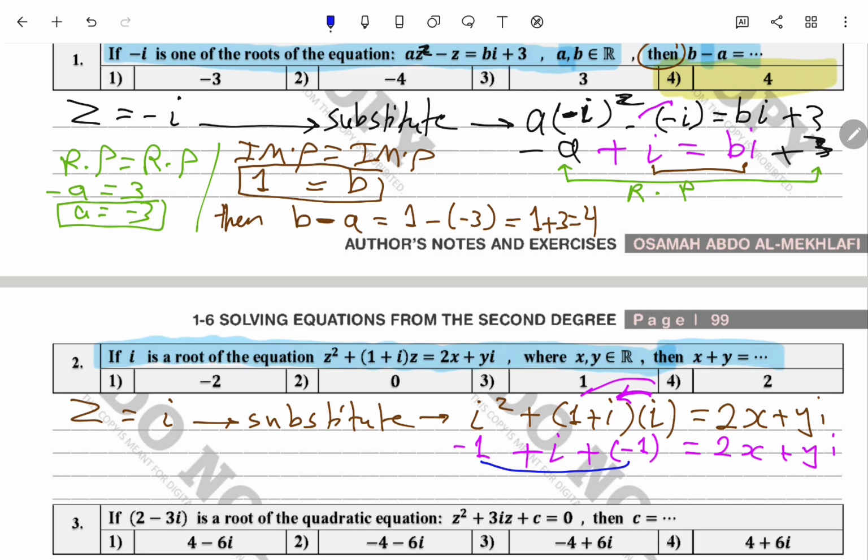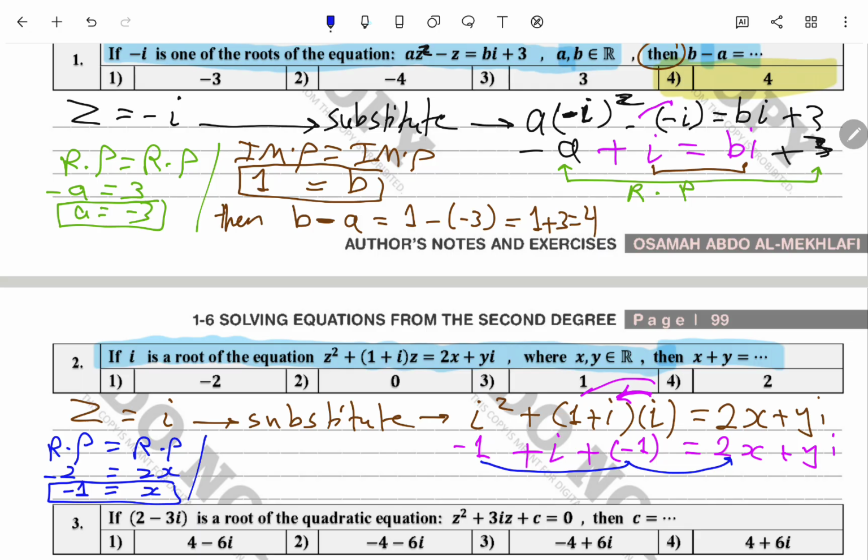I can equate it with the real part. So the real part, which has no i, will be equal to the real part from both sides: negative 2 on the left and 2x on the right. By dividing both sides, you get x equals negative 1. And this is the value of x.